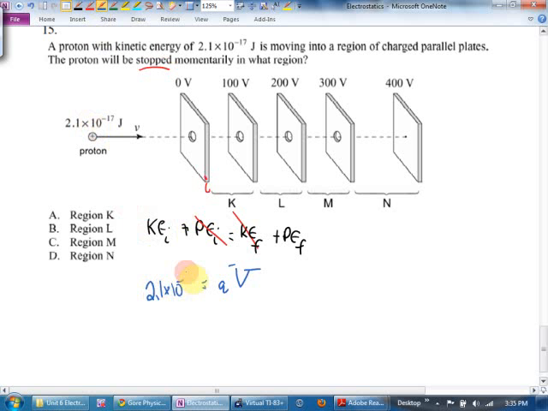What's Q? Proton. What is the charge on a proton? Oh, this is nice. The voltage required to get it to stop and then start turning around, come back in the direction, would be 2.1 times 10 to the negative 17 divided by 1.6 times 10 to the negative 19. That's what I said, 19. You can't read my own writing.